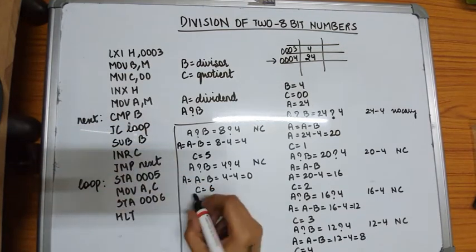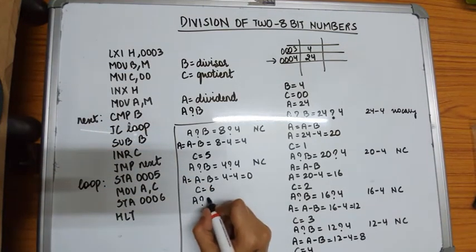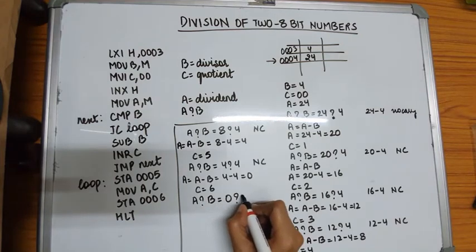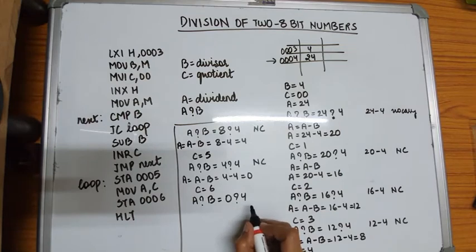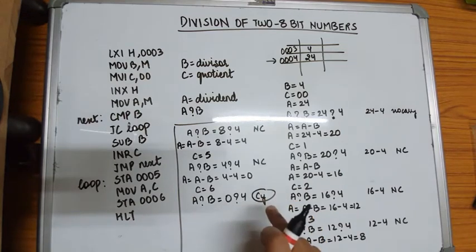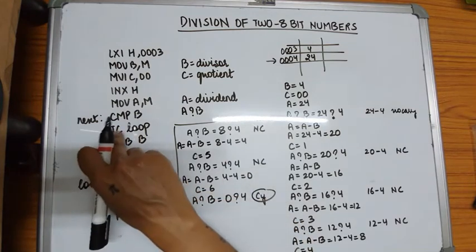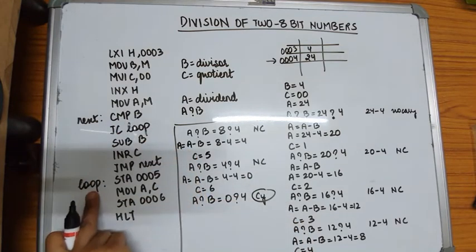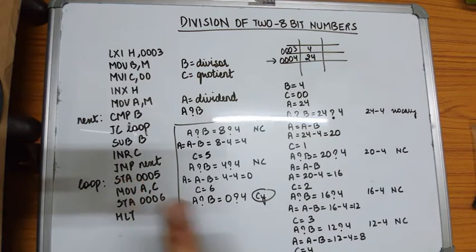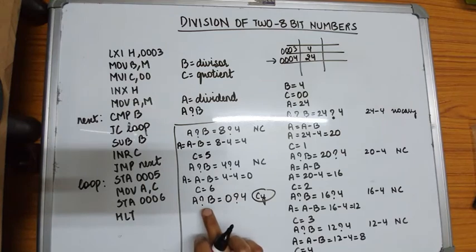Jump next. What do I do here? I compare A and B. Now A is storing 0 and B is storing 4. As soon as I subtract 0 minus 4, carry is generated. This is the terminating condition here. As soon as carry is generated, I move to this label which is saying store accumulator onto 0005. What is accumulator storing? Accumulator is storing 0, right?